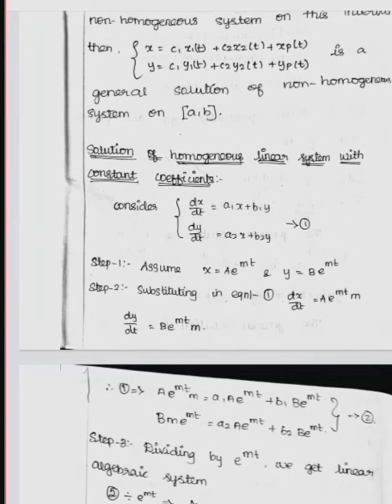So the above equation changes into: dx by dt is A into e to the power mt into m, which equals a1 into the x value, A into e to the power mt, plus b1 into the y value, B into e to the power mt. Similarly, dy by dt equals B into m into e to the power mt, which equals a2 into A e to the power mt plus b2 into B e to the power mt. Take this as equation number 2.